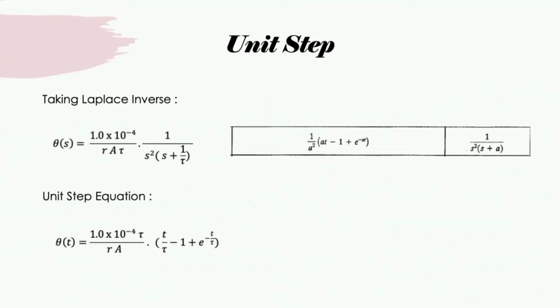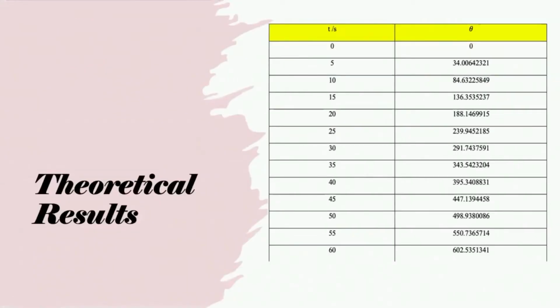If we compare our function to our Laplace tables, the function is identical to this format. Hence, the following equation can be used to estimate the angular displacement at a given time t. Time substitutions were made for t values between 0 to 60 seconds, and the following results were obtained.